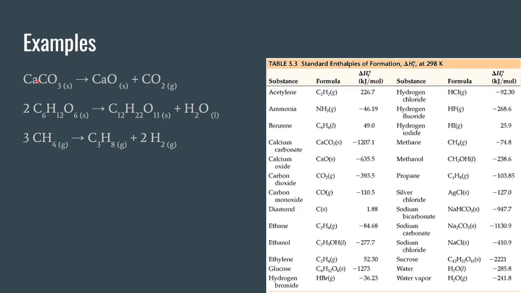So, calcium carbonate, calcium oxide, CO2. So what is the enthalpy of reaction for calcium carbonate breaking down into calcium oxide and carbon dioxide? Well, we have our numbers right over here. Here's calcium carbonate, here's calcium oxide, and here's carbon dioxide. All right in a row.